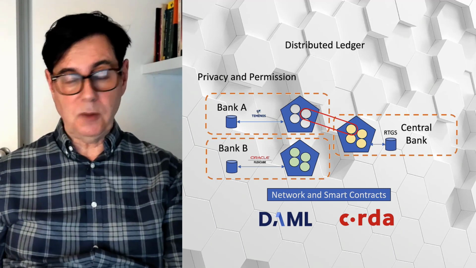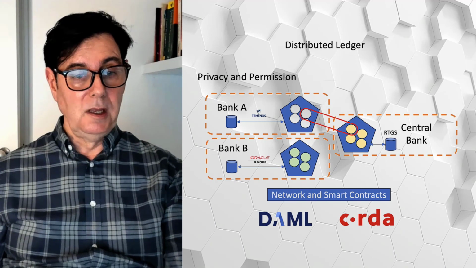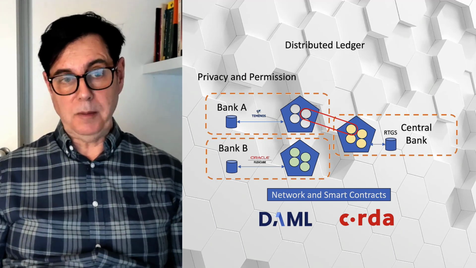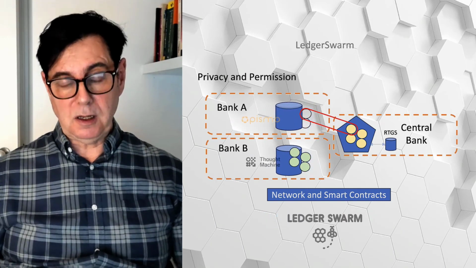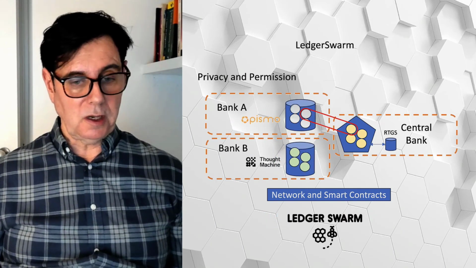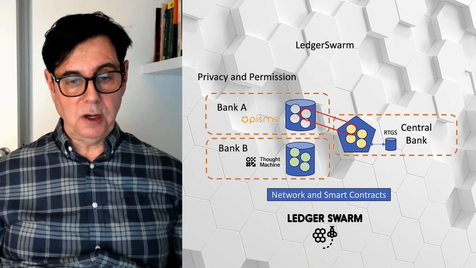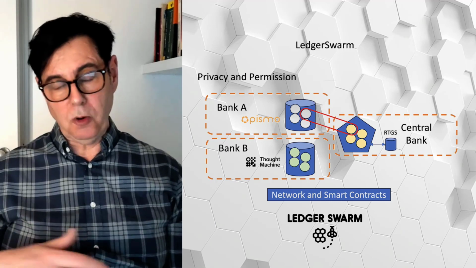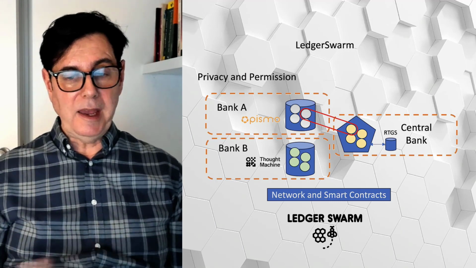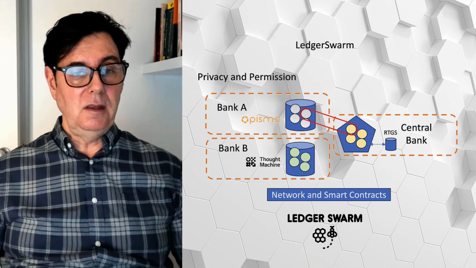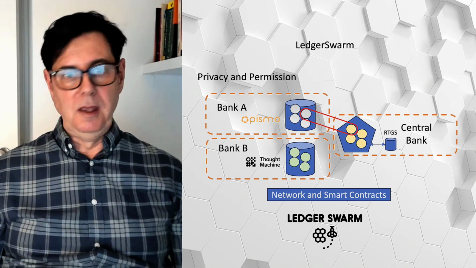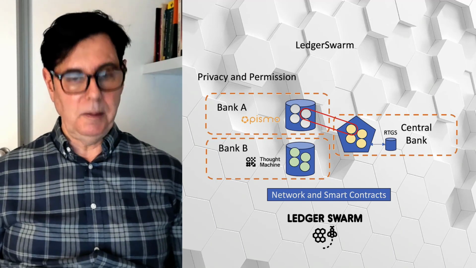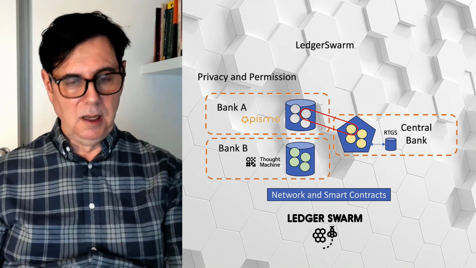Now, the approach that we're taking at LedgerSwarm is to say, well, why don't we use those core banking platforms as integral to the network? So we have a network and smart contracts layer, and it operates directly onto those core banking platforms and gives you the shared ledger paradigm, but directly from the ledger that is already implemented within the banking environment.